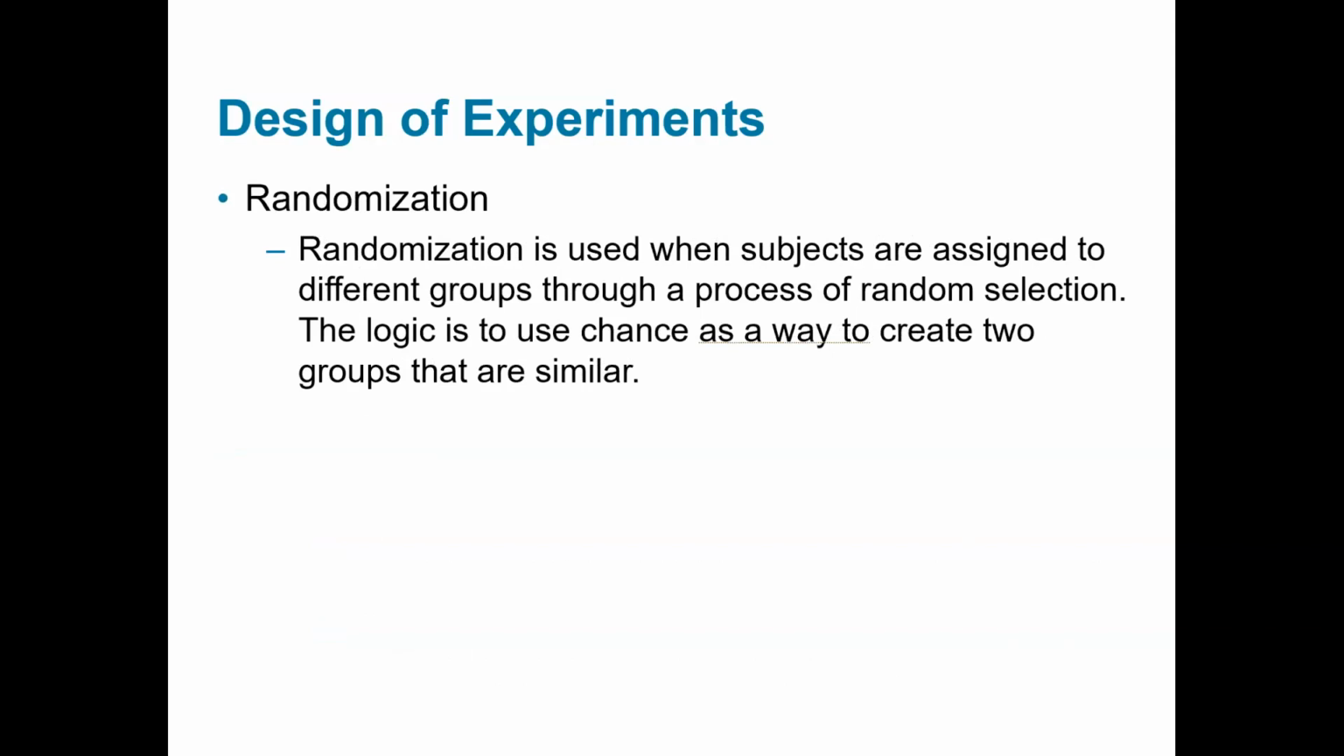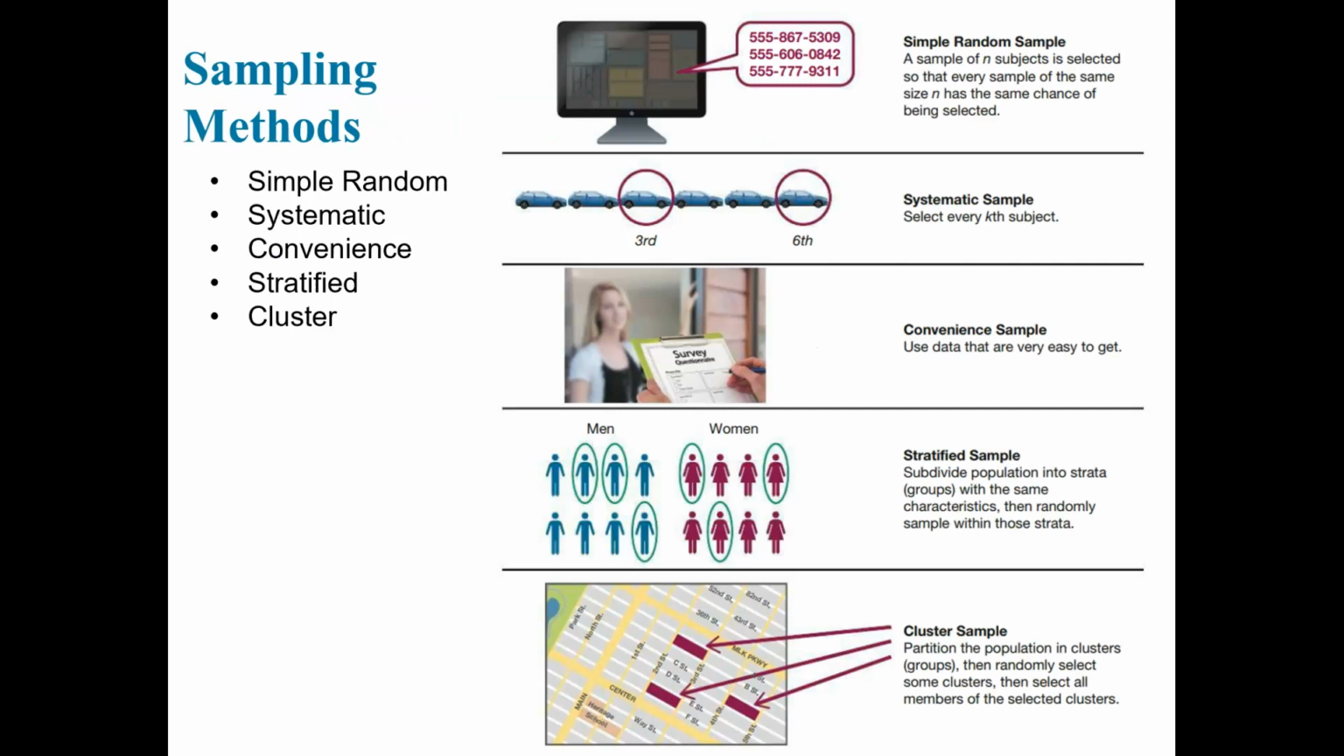Randomization is used when subjects are assigned to different groups through the process of random selection, and we saw that in the vaccine example. The logic is to use chance as a way to create two groups that are similar. We're going to focus on 5 different sampling methods, and we're going to go into them a little bit more, but we've got simple random, systematic, convenience, stratified, and cluster. And in general, simple random is the best, and convenience is the worst.